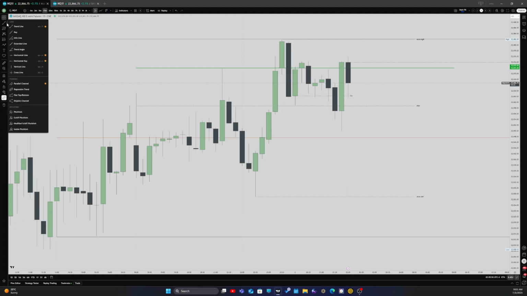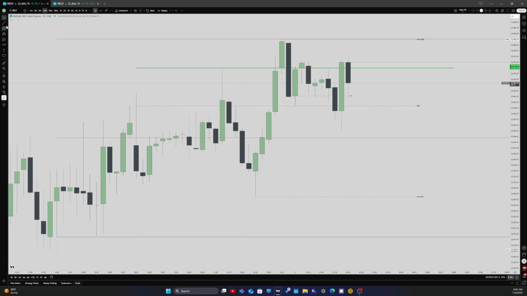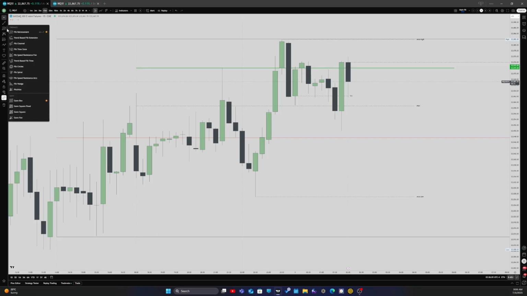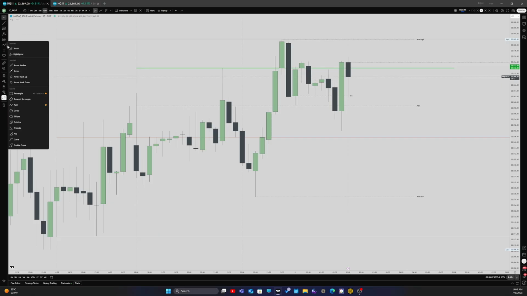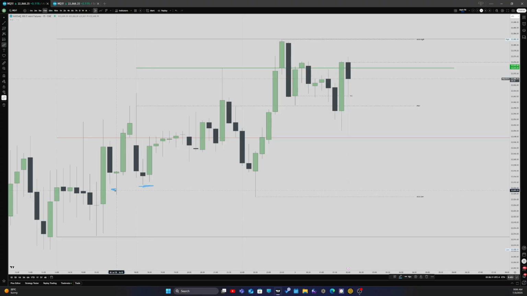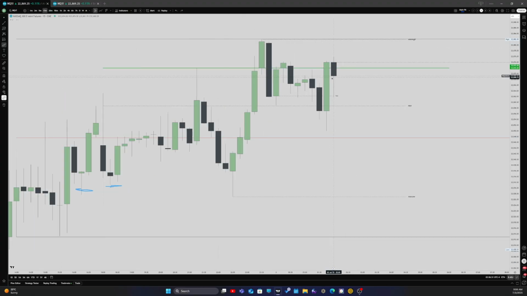So where is that? There it is. So liquidity here has been taken by this candle. And we have had the market structure shift here. This candle retests the breaker. And we're off to the races.